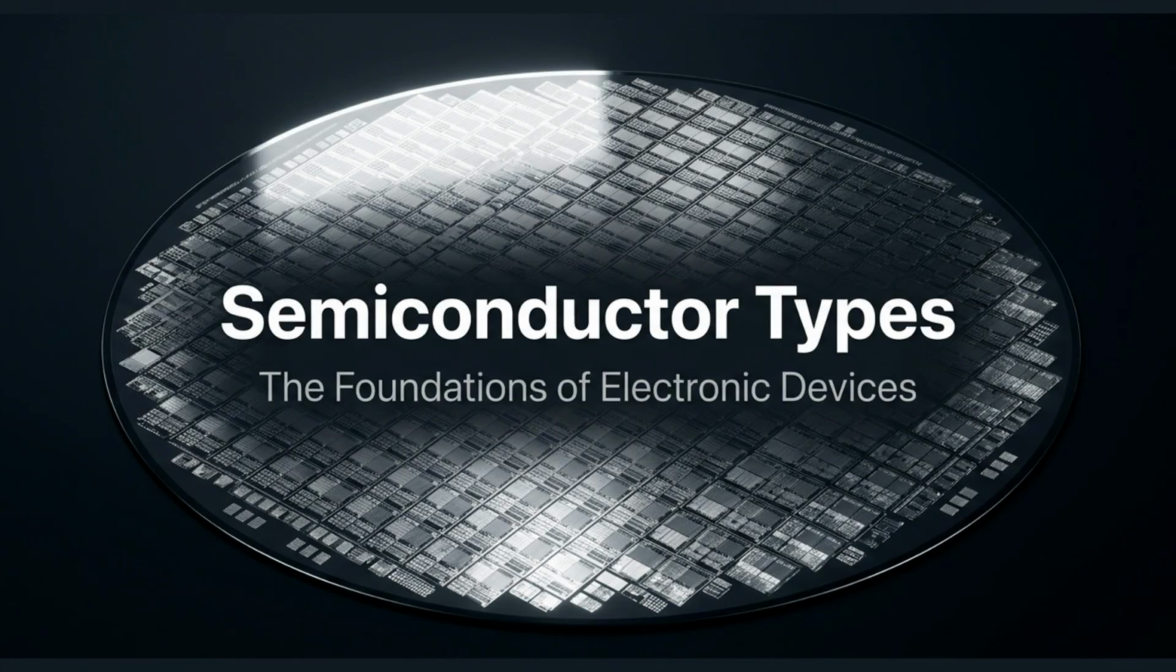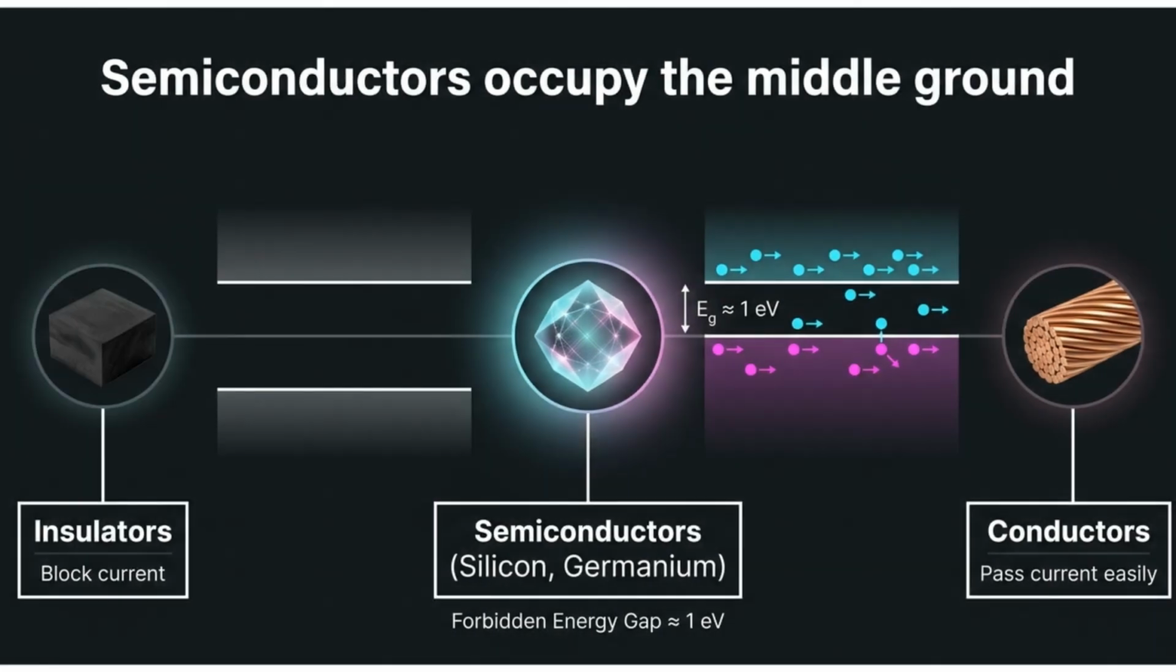Welcome to this video on semiconductor types, the essential foundations of electronic devices. Semiconductors, such as silicon and germanium, occupy the middle ground between insulators, which block current, and conductors, which pass current easily. Their forbidden energy gap is about 1 electron volt.